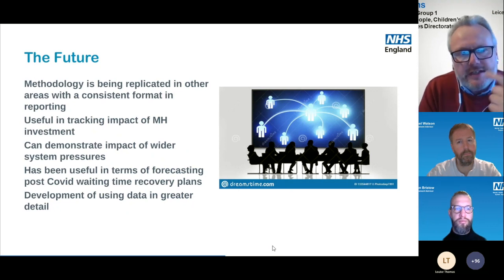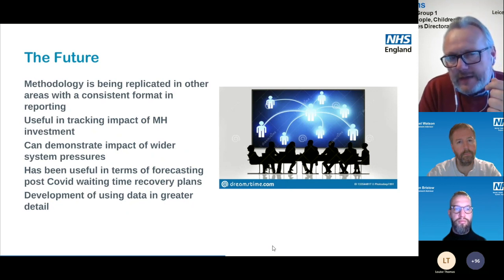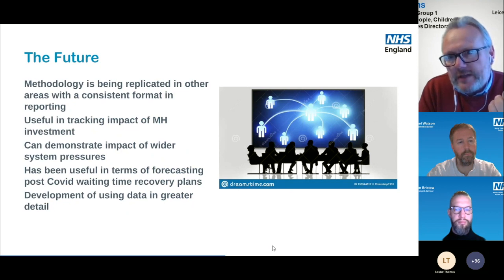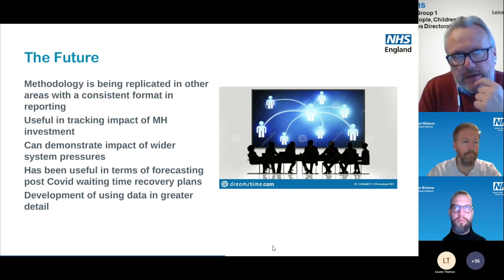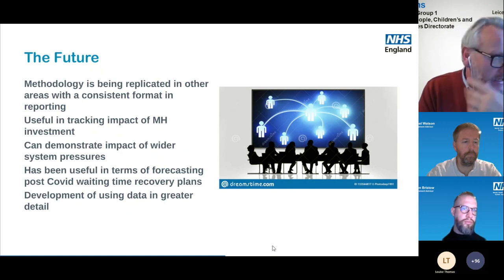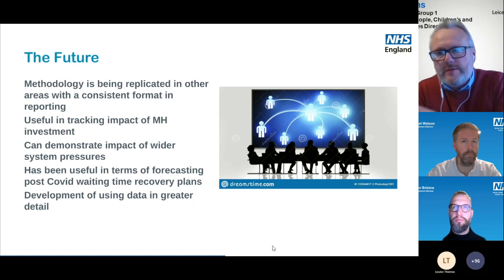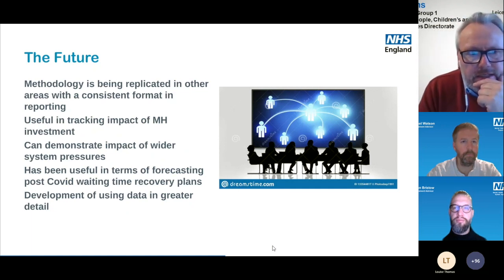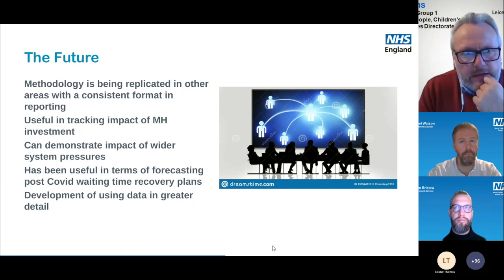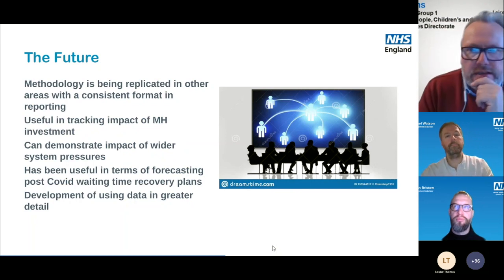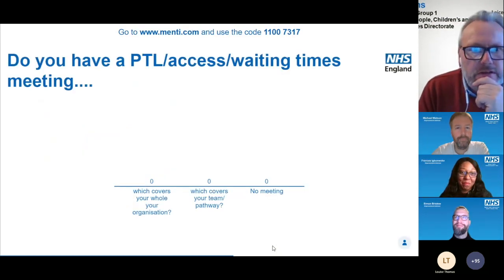And we've also started to, and I think we'll do more development of using the data in greater detail. And again, this is part of keeping it fresh and relevant. So we will use PTL to also analyse some demographics of the people that use our service. We'll also use PTL to look at, for example, what percentage of our assessments get converted into a subsequent treatment pathway, etc., and how many don't. And that helps us again with our forward planning and conversations with system partners. I think that's probably my last slide, Michael.